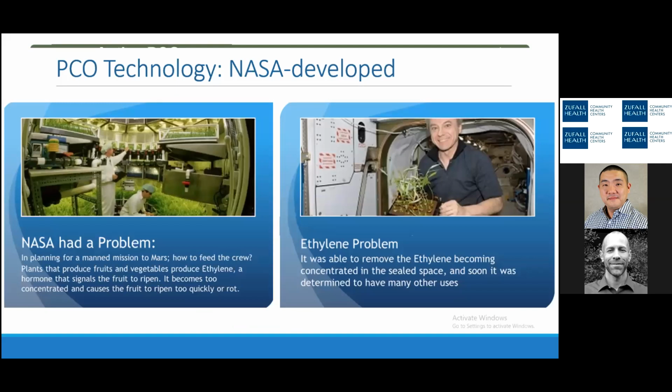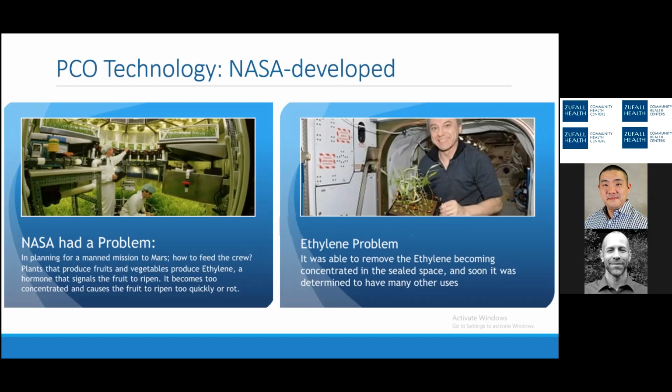And that is one of the reasons PCO technology was originally developed by NASA. They had a problem with VOCs, ethylene in particular, in contained environments where they were trying to produce food. During the production of fruits and vegetables, these plants release ethylene. Ethylene is a hormone that can trigger fruits and vegetables to ripen prematurely. It can also cause them to rot prematurely.